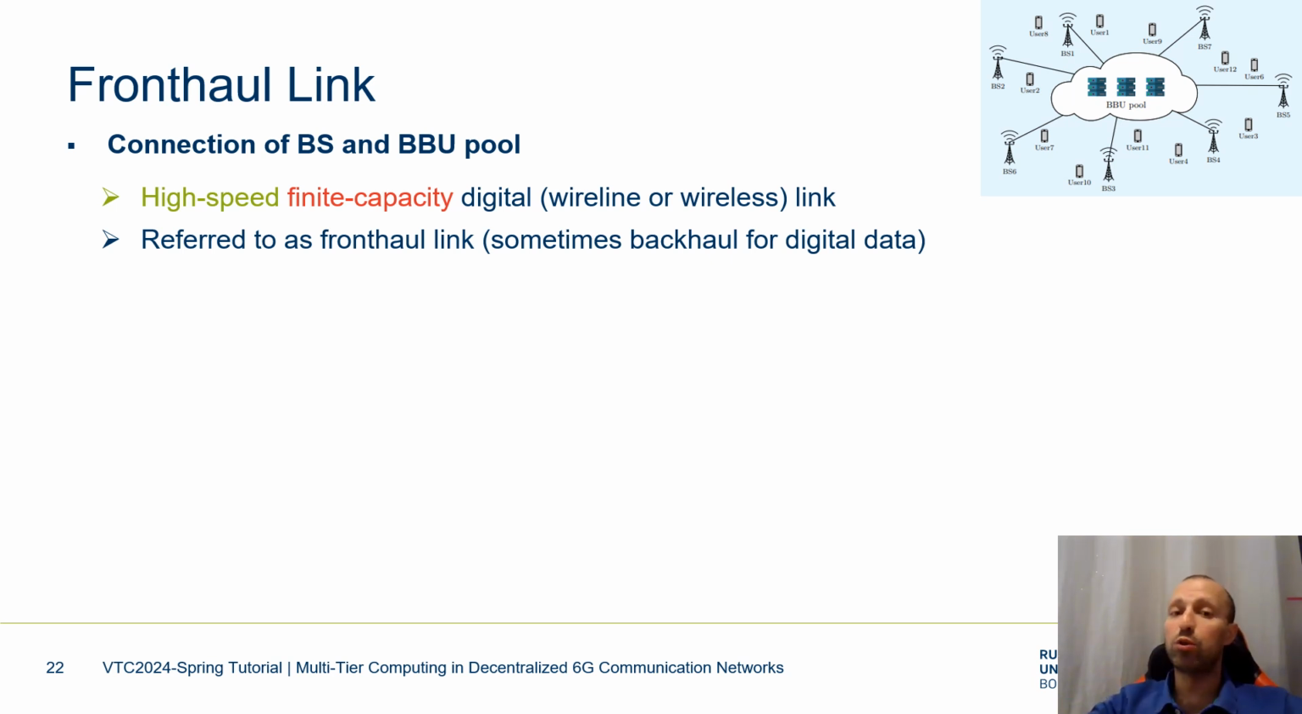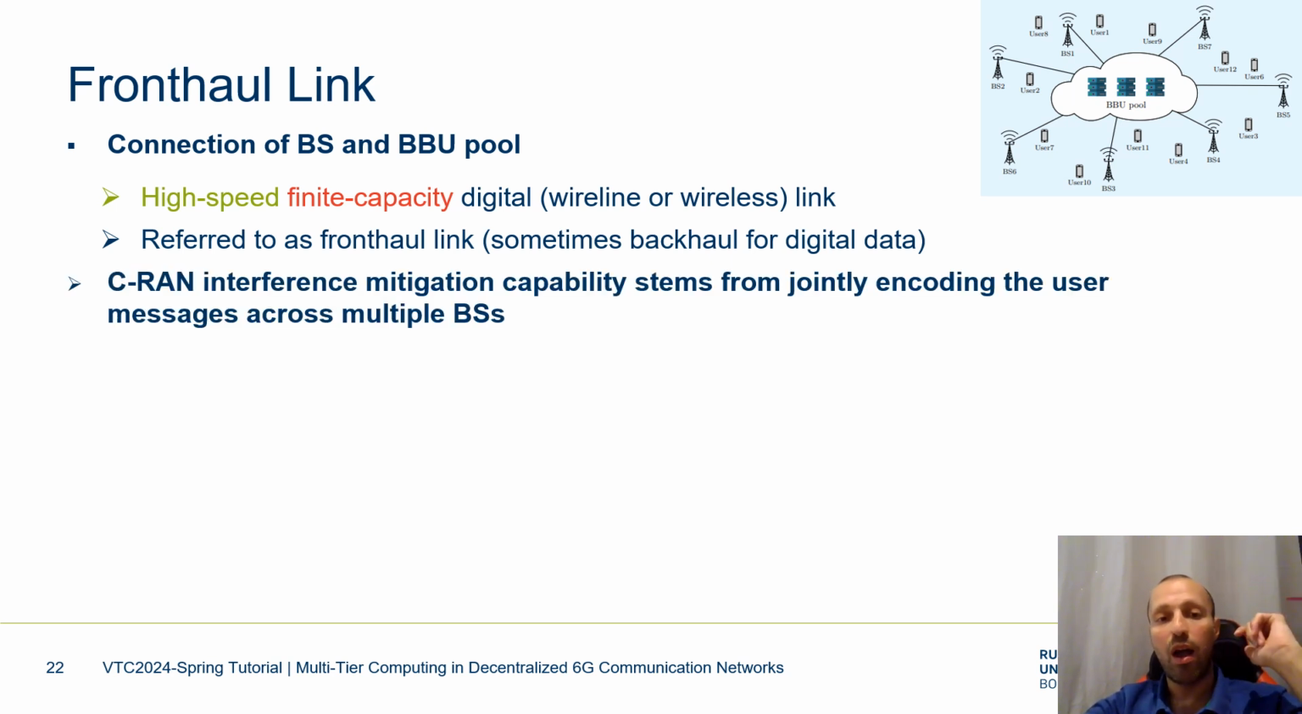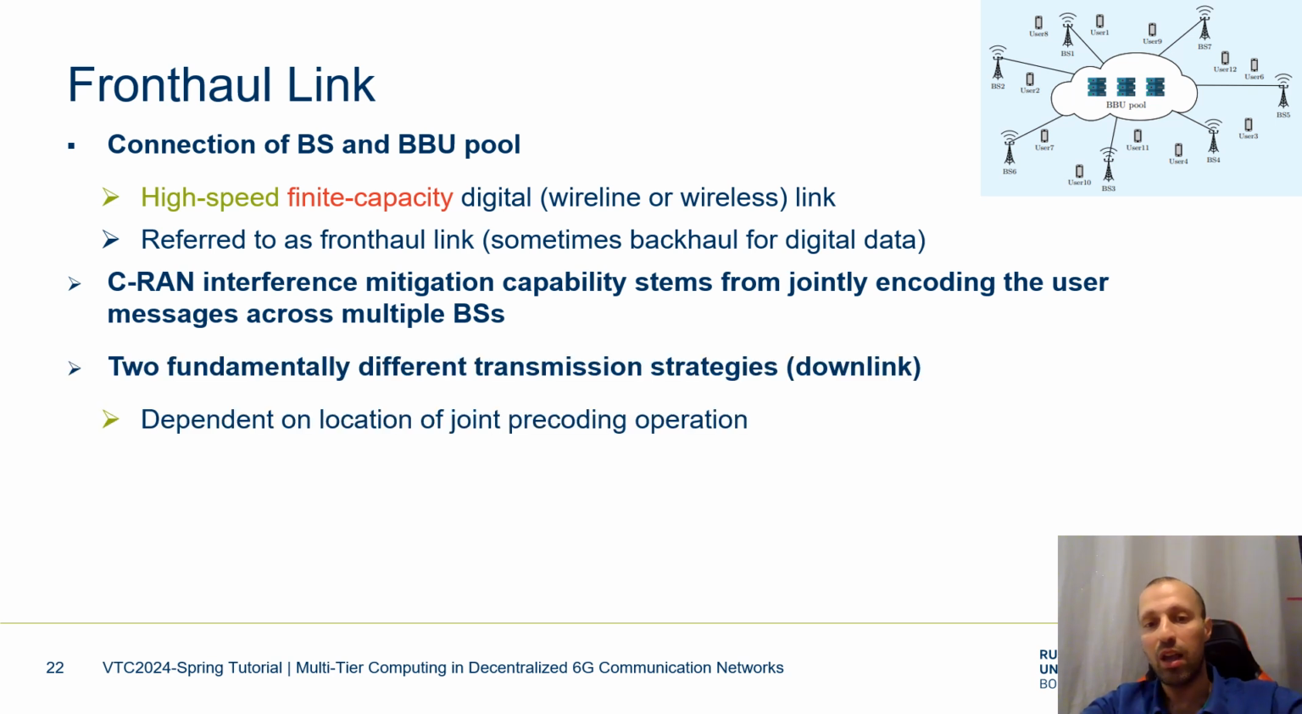An important aspect also to discuss in this context is fronthauling. Basically, you would require strong fronthaul links to connect the central pool to the distributed base stations. And of course, the performance here will be a function of the capacity of those capacity-limited fronthaul links. You need high-speed, finite-capacity digital links, and that's exactly what we call fronthaul links. Many of the interference mitigation algorithms and techniques eventually become a strong function of how powerful, how fast, and how latency-sensitive such fronthaul links are in terms of encoding the user messages across the multiple base stations.